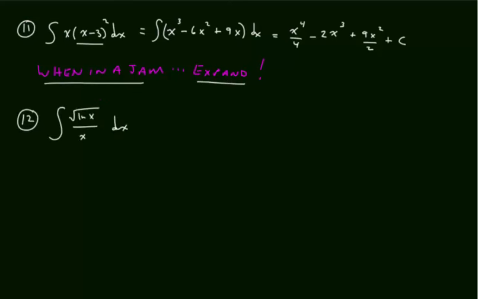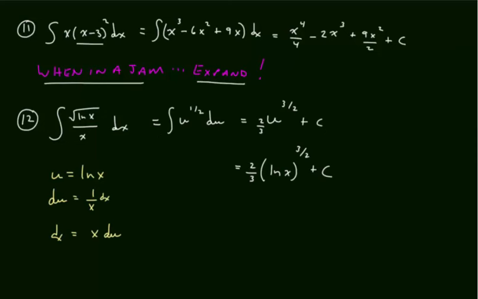Example 12, I feel strongly that you can get example 12. Press pause and work it out. Important to note here that there is no absolute value. I let u equal natural log of x, found my dx, and then it was simply u to the 3/2 times 2/3 without any absolute value.